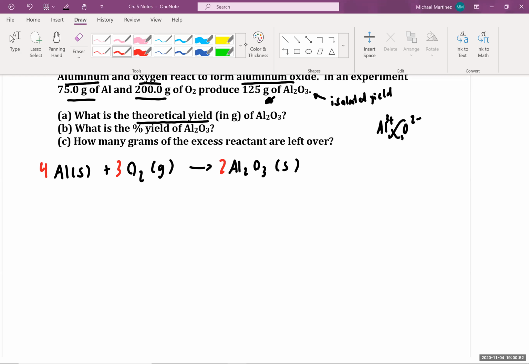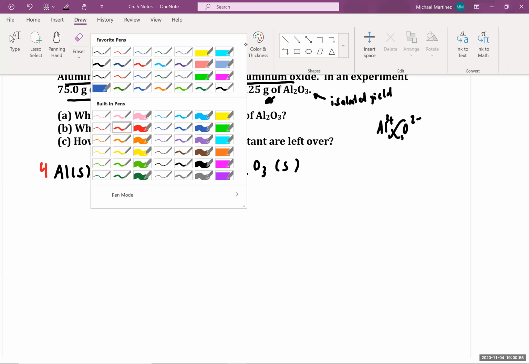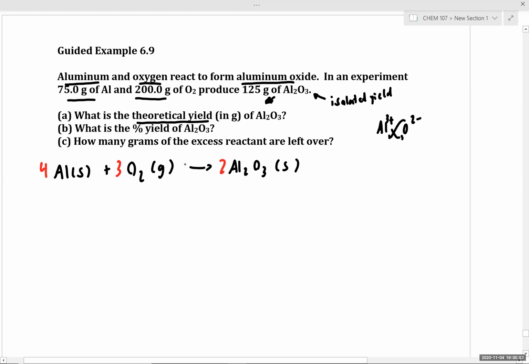Okay, so now that we have our coefficients set up, just to explain a little bit of the logic behind this, if you use the cross method for oxygen, if you cross the subscript into the coefficient, that gives you your balanced equation coefficients for oxygen and aluminum oxide. And all you have to do is balance aluminum, which is easy since it's an atomic metal.